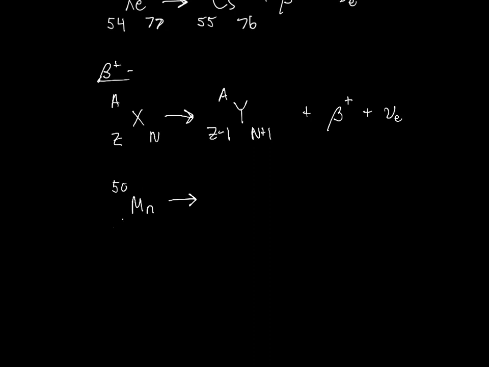Okay, so how do I figure out the rest of the stuff that goes along with this? I have manganese with a mass number of 50. What's the Z of manganese? How do I figure that out? Where do I go? Colorful periodic table, and what is the atomic number of manganese? 25. So I got a nice little 25 down here. If I have a 25 down here for the Z, what do I have for the N? 25.